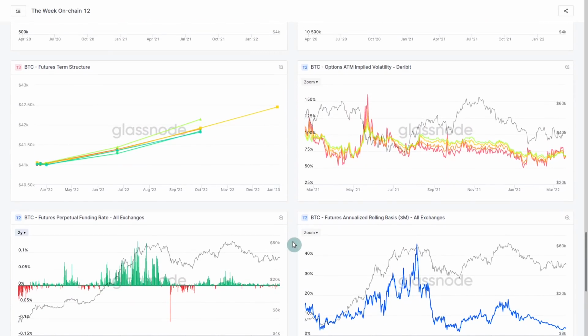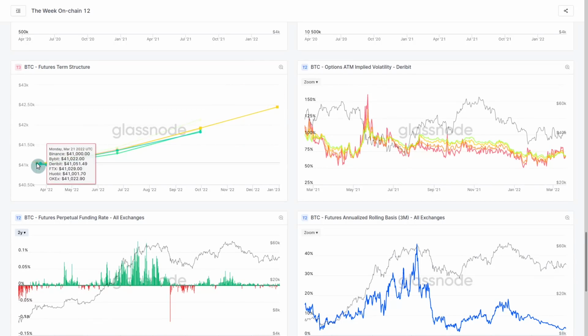So now we're going to transition across to the derivative space, and this is where we're trying to understand what is the market pricing into the future. And remember, nobody knows what's going to happen in the future. All we can do is use the tools at our disposal to understand more about it. Now, what we can see in our futures term structure, this is looking at the pricing of futures that have an expiry date. We have them out to April, out here to June, and then again out to October, and then another one right out to year's end in December.